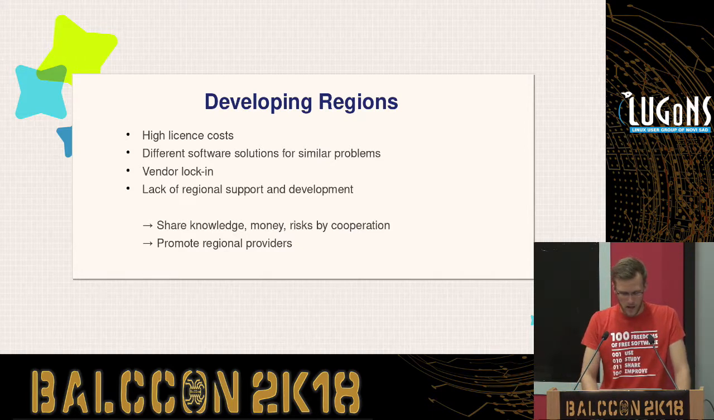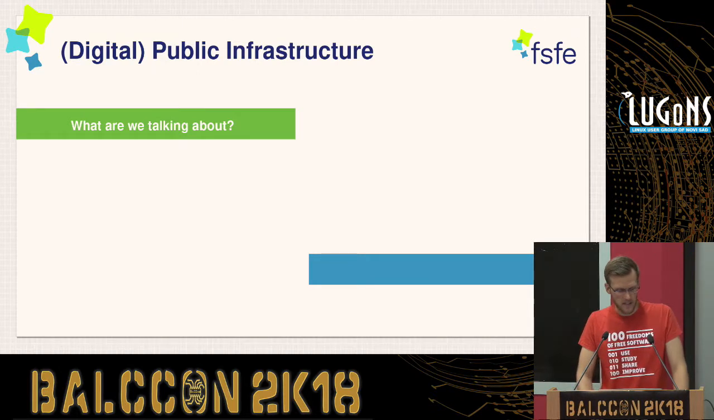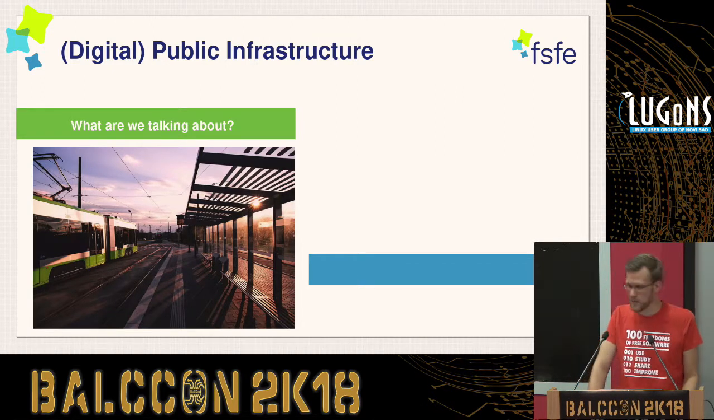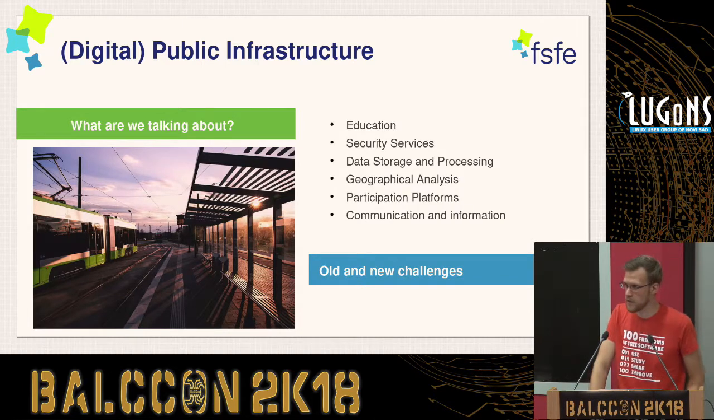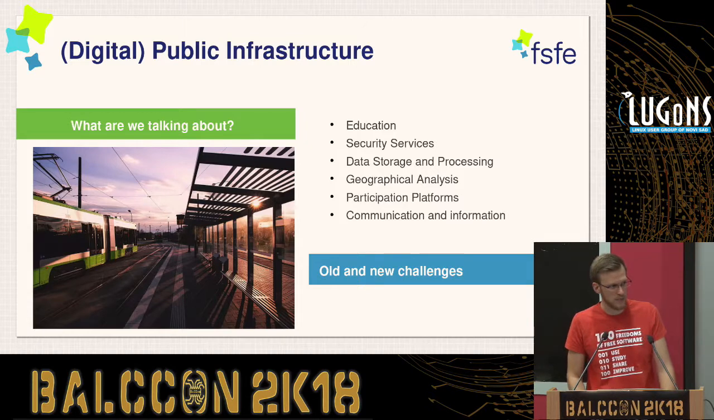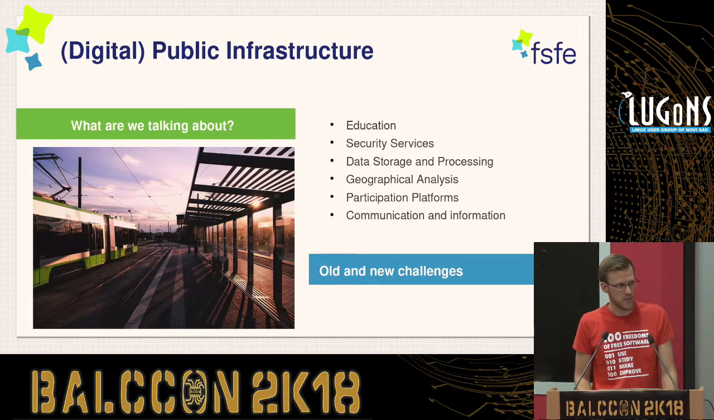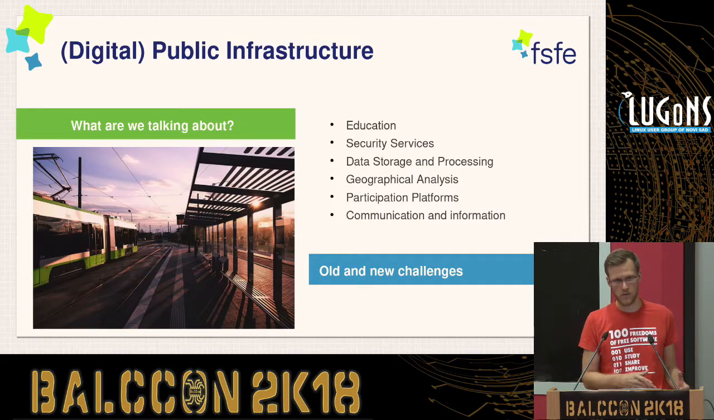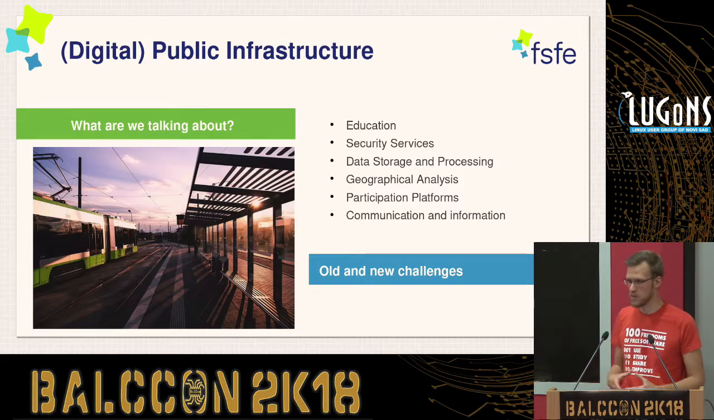I will go quickly over what we understand now in the bigger scope of public infrastructure and digital infrastructure. I mean, it's what you came here with today, probably a train, a bus, whatever. This is one example of public infrastructure. You have a lot of other ones, like education, security services, so police, data storage and processing, geographical analysis, participation platforms, communication and information. So these are infrastructures that you had in the past 100, 200 years already. So the analog infrastructure.